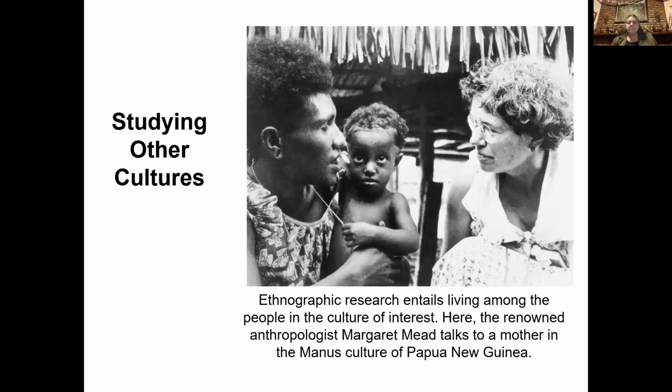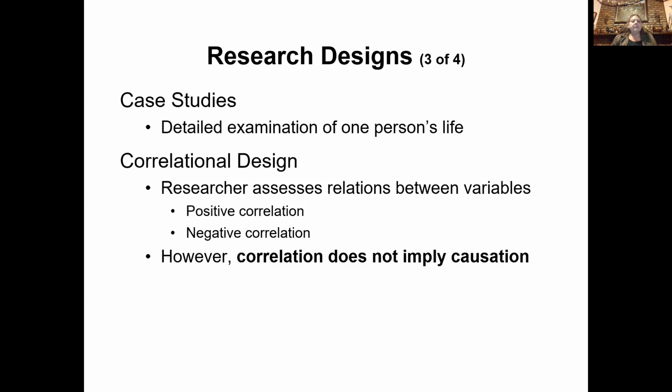This is a picture of a very famous anthropologist named Margaret Mead, and she has done a lot of studies about mothers and relationships with mothers and children. And she is in Papua New Guinea, talking with a mother and her child from the Manus culture. So she lived here. I don't know how long she lived with these people, but she lived there for quite a long time to get the trust of the people and really find out how their culture really worked. Because if you're just there for a week, you're not going to get to know how the culture really works.